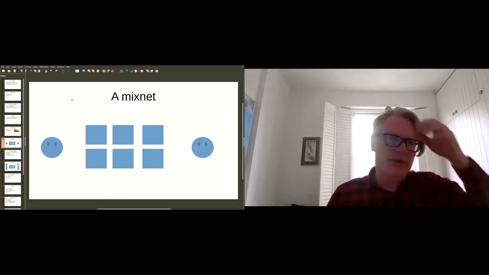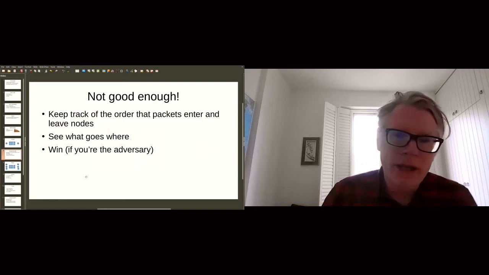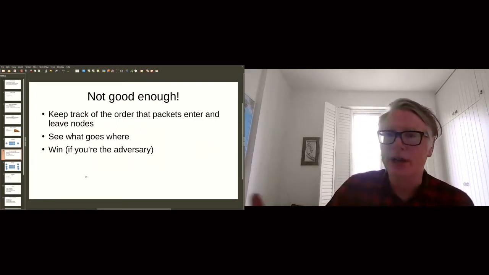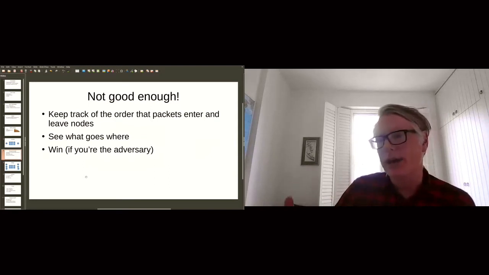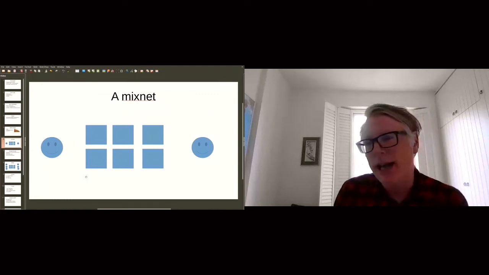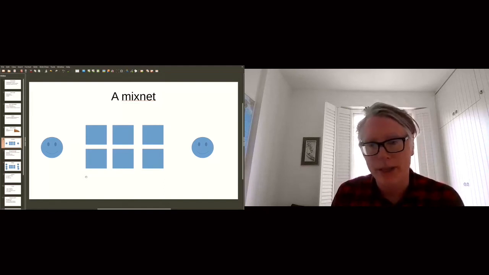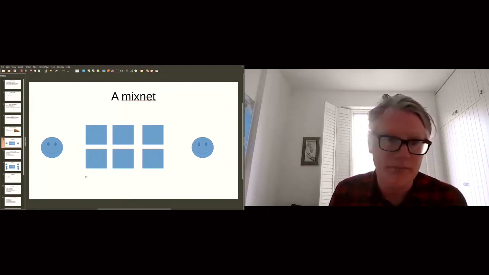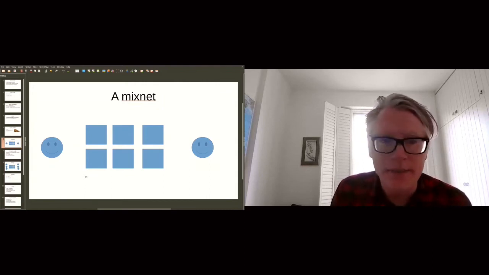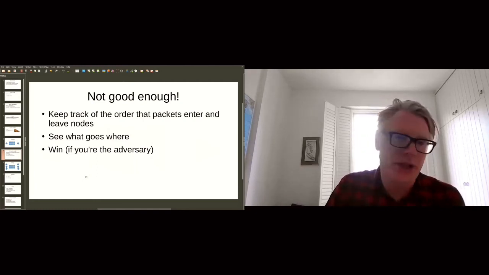This is kind of the essence of the mixnet and how it works, but this is not good enough. If you have a sufficiently powerful adversary, as Harry was saying earlier, if you can keep track of the order that packets enter and leave these nodes, you can see which one goes where. And there are adversaries, in fact, who either locally or globally can basically record the entirety of much of the internet's traffic stream. So this is not some kind of science fiction thing. So you can see what goes where, and in that case, if you're the adversary, you win, and of course we lose.